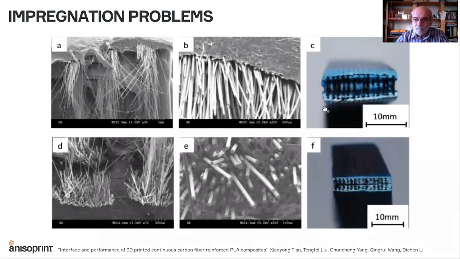You can clearly see this on a microscopy or even in an optical image. What can happen, what results you can get when printing with co-extrusion with fibers.